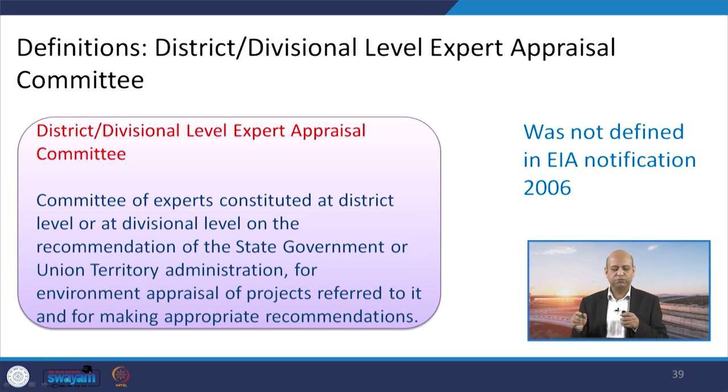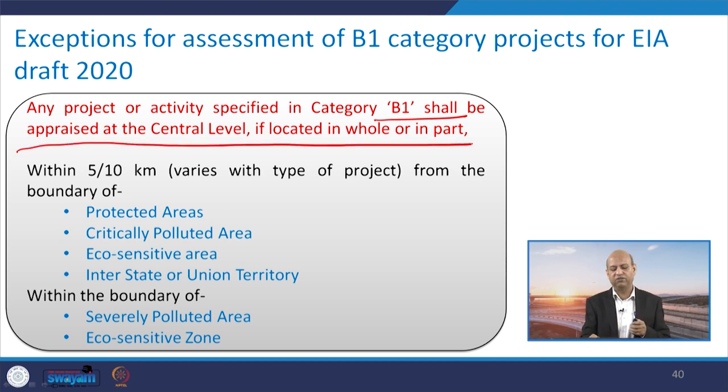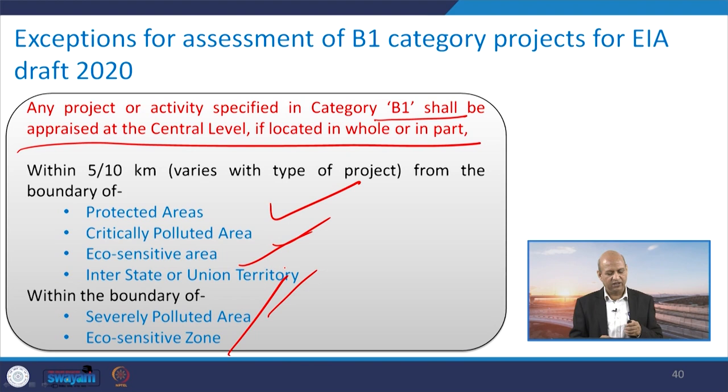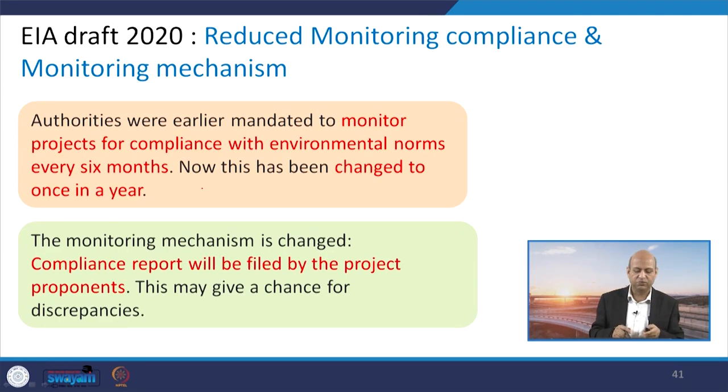Then some district and divisional level expert appraisal committees have also been properly defined. Earlier it was not so properly categorized. Exceptions for assessment of B1 category projects for EIA: earlier also there were some categories, but any project or activity specified in category B1 shall be appraised at the central level if located wholly or partly in protected areas, critically polluted areas, eco-sensitive zones, or severely polluted areas, within the boundary of 5 to 10 kilometers, as we discussed earlier in the B category. So it has been defined that even if it is B1 category, it will be treated as A because the center will take cognizance of it directly.